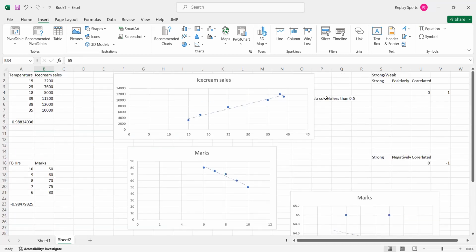So this is the general understanding. If the value is less than 0.05, we say no correlation. 0.5 to 0.75, we say weak correlation. And 0.75 to 0.8 or 0.85, we'll call this weak and we will call this very weak.